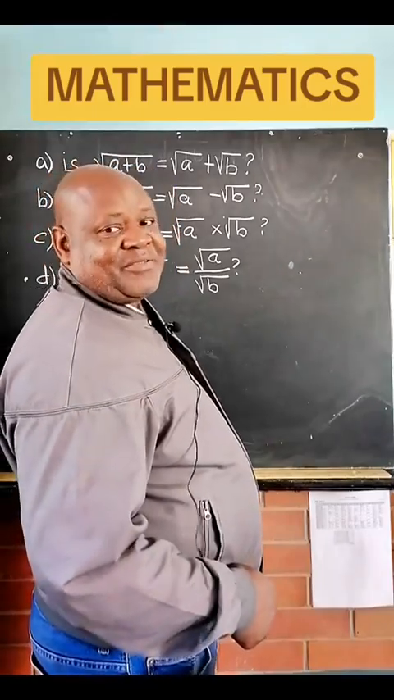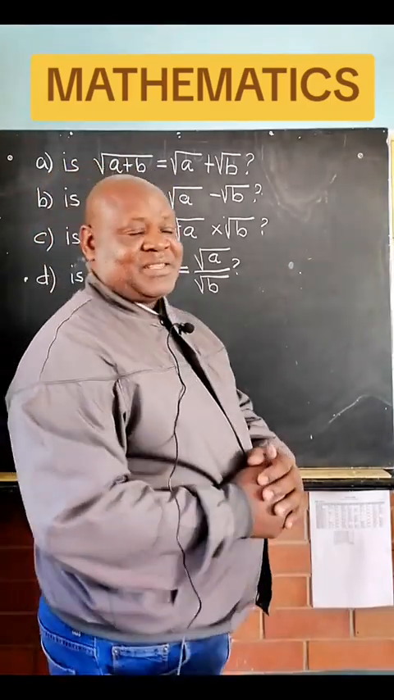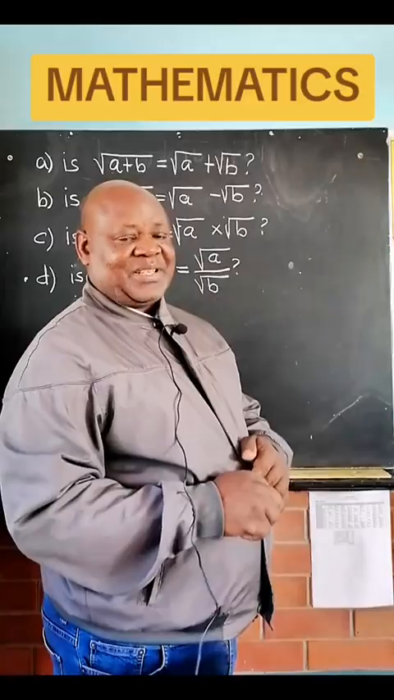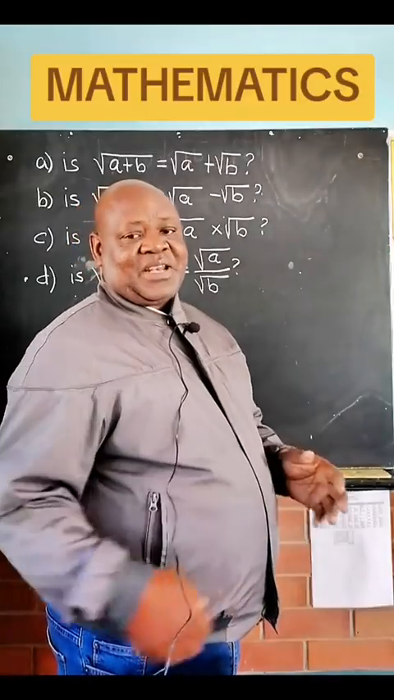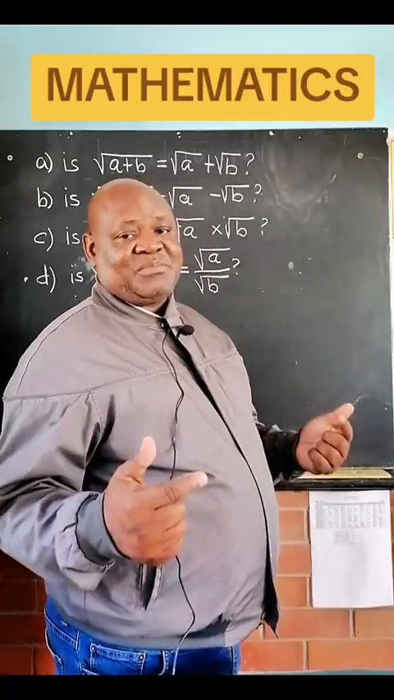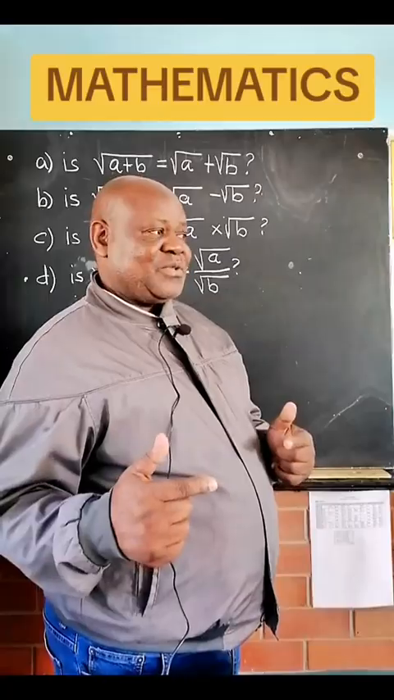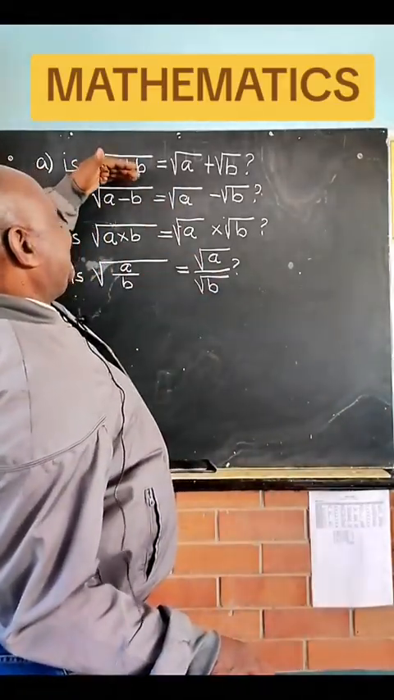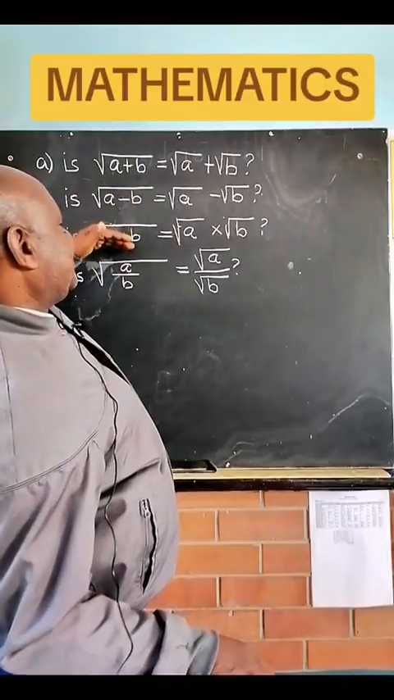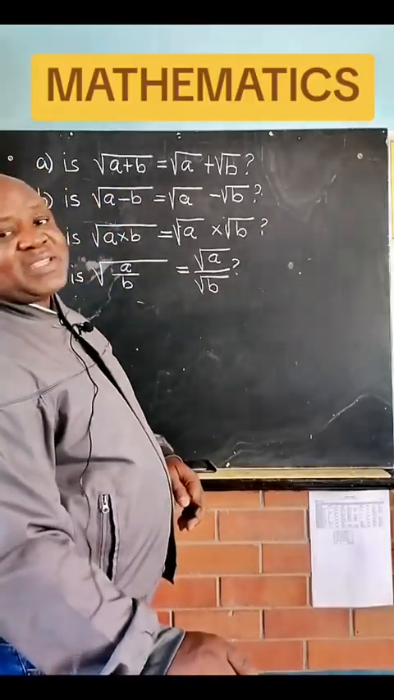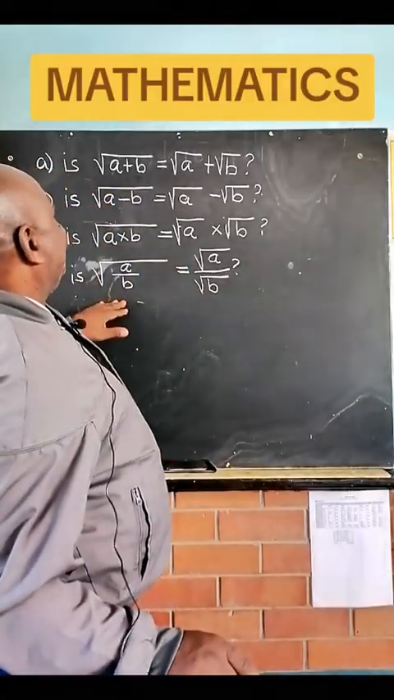Good day, everyone. This video will assist all grades from grade 8 to 12 in mathematics. Particularly, we are interested in looking at how the distribution of the square root is correctly done in a sum, a difference, a product, or a quotient of any two numbers. In other words, we want to address these four questions.